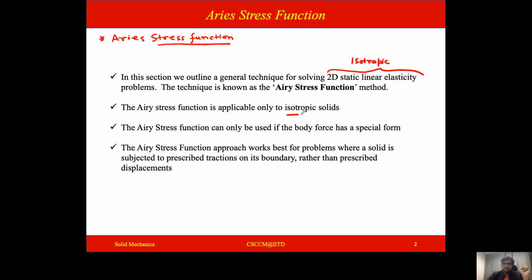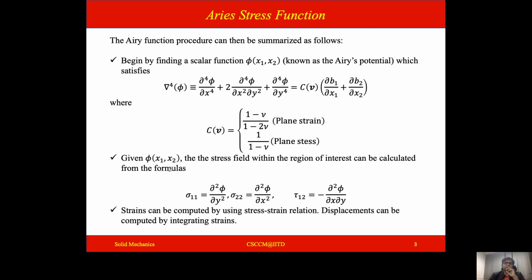So yeah, that isotropic is also written here, as I was saying. Body force we will not be talking about, but this can also be used for body forces. But in that case, the body force should have a very special form. And this thing I already discussed, that it only works if the traction is given on the boundary rather than some displacements. So this is something I already discussed. So this slide, I will go through this slide and then we will proceed with an example.